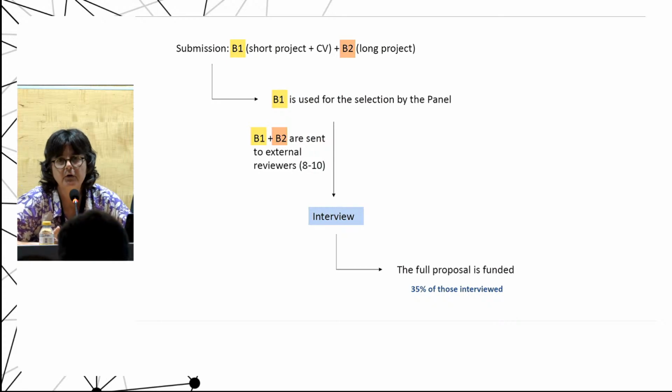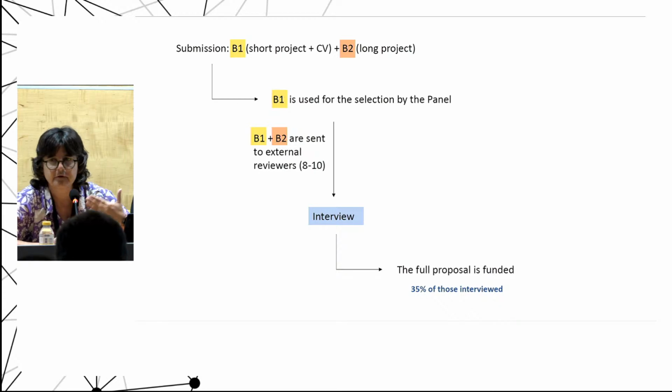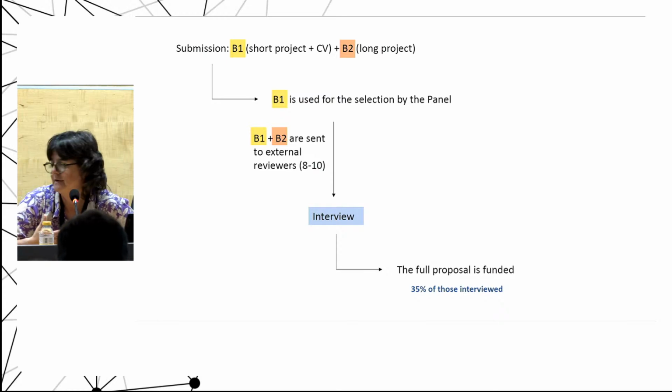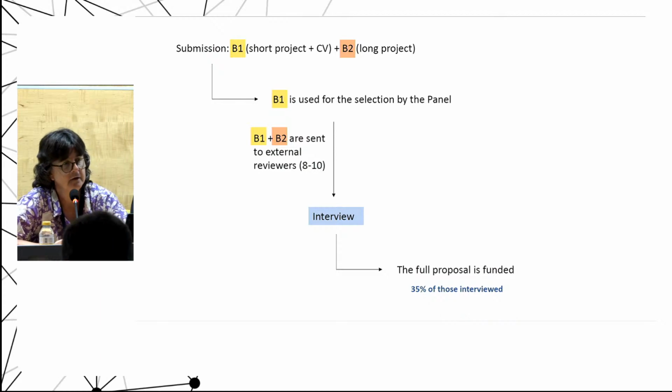It's not terribly long. It's not much longer than a project from Ministerio. But there, of course, you give more details. And the panel, this committee that is the first filter you have to pass, they are only going to see B1. It's like the summary, but it's 4 pages. So they really have to like this project. It's the only thing they will see.